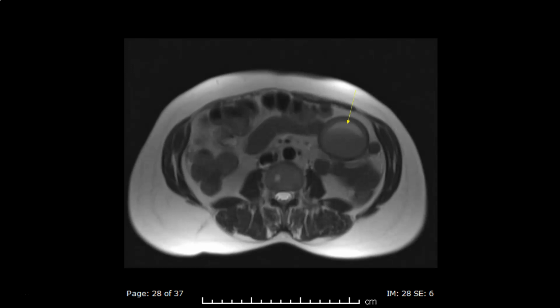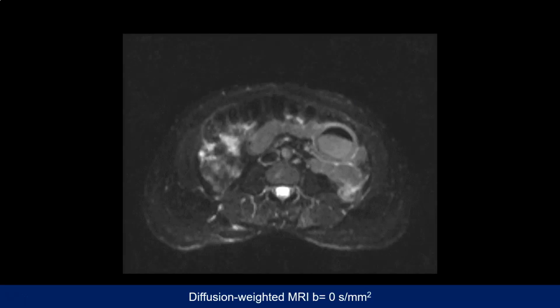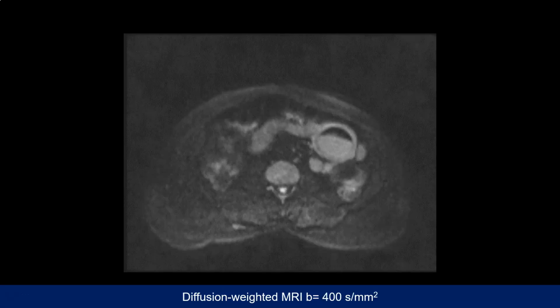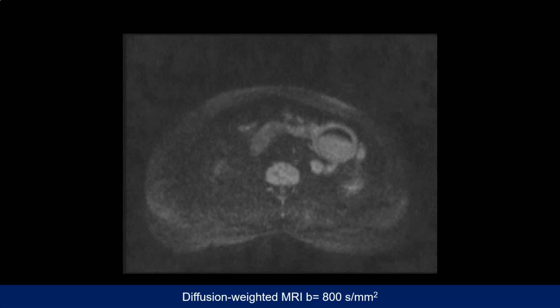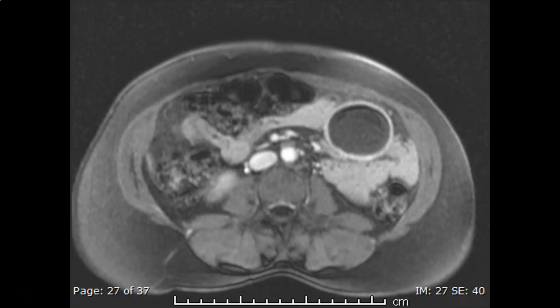This is the fat on the T2 weighted images and it is suppressed on the fat saturated T2 weighted images. This is the appearance of the lesion on the diffusion weighted images, showing mild diffusion restriction, and no enhancing solid components. So the diagnosis of mature cystic teratoma or benign dermoid cyst is made.